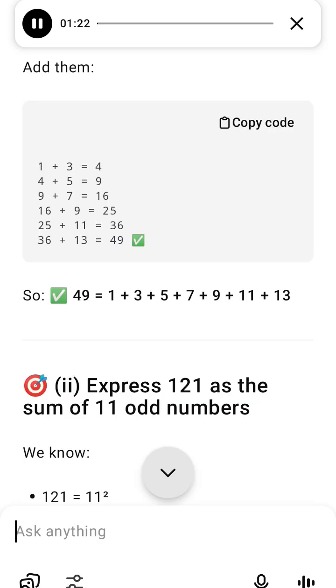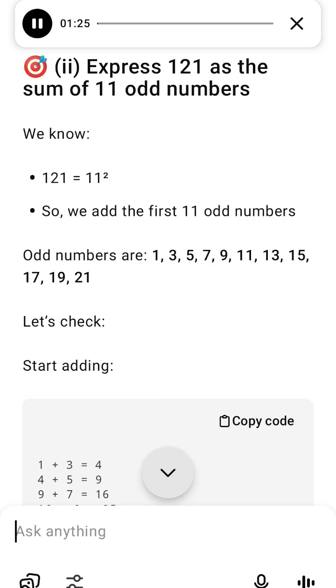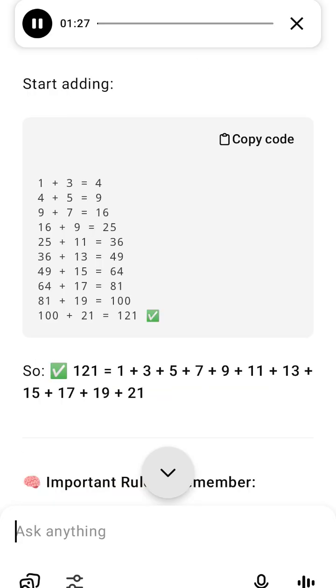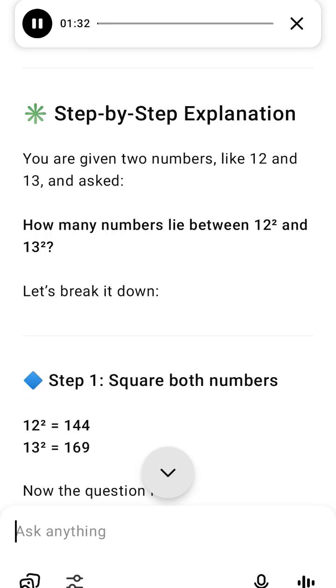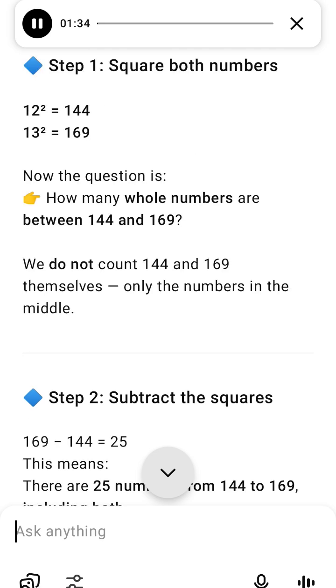Step 2. Subtract the squares. 169 minus 144 equals 25. This means there are 25 numbers from 144 to 169, including both. But we only want numbers between, so we subtract 1. So 25 minus 1 equals 24 numbers. Answer: 24. Easy rule to remember. If you have two numbers, n and n plus 1, then the number of values between n squared and n plus 1 squared is 2n. Let's test that now.